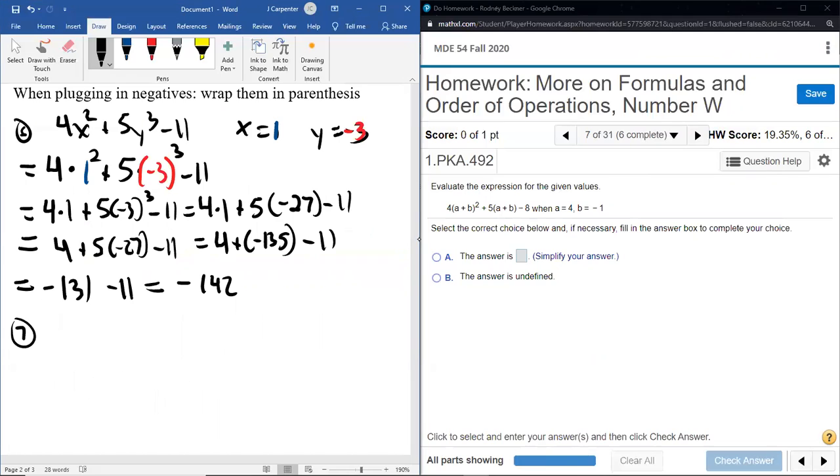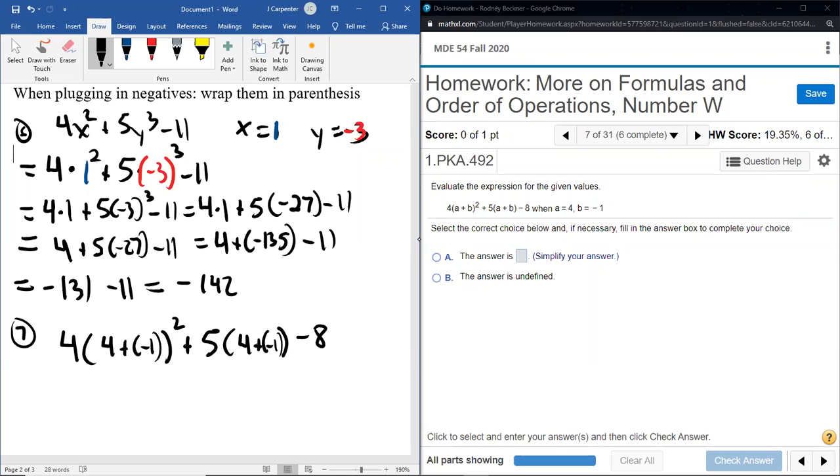So we're going to go 4, parentheses, a plus b, that's 4 plus negative 1. So that's the a and the b. I put an extra parentheses in there because of the negative. Close the real parentheses and square it. Then the plus 5. Then that parentheses is also a plus b, so another 4 plus negative 1. Close the parentheses for the 5. And then the minus 8 at the end.